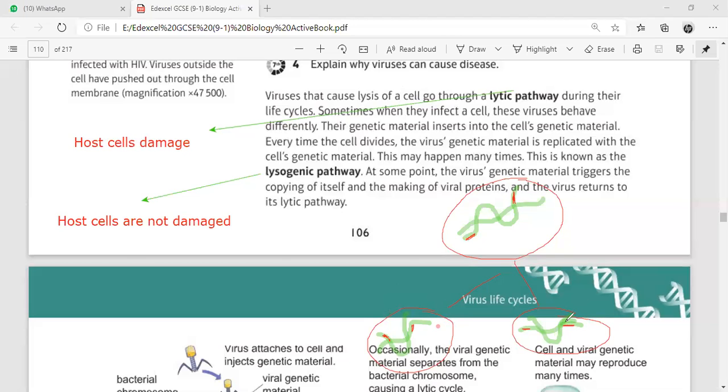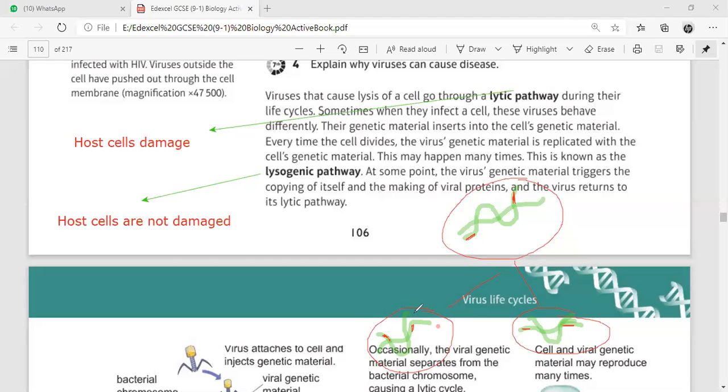Did you get this point? In the lysogenic pathway, the viral DNA or RNA does not damage any host cell. Instead, it becomes part of the genetic makeup of the host cell. Make note of this part. Understood? It will continue like this. These are the cells. They will multiply again.